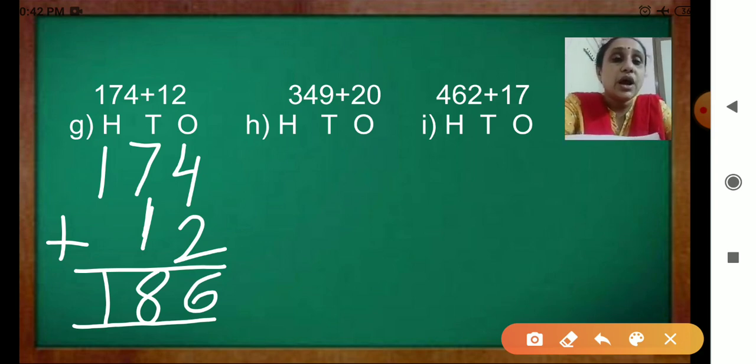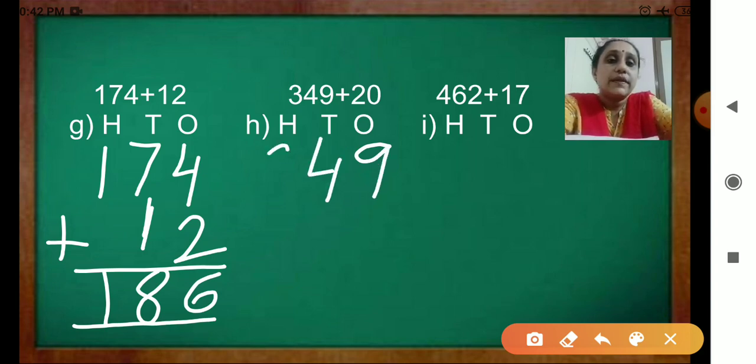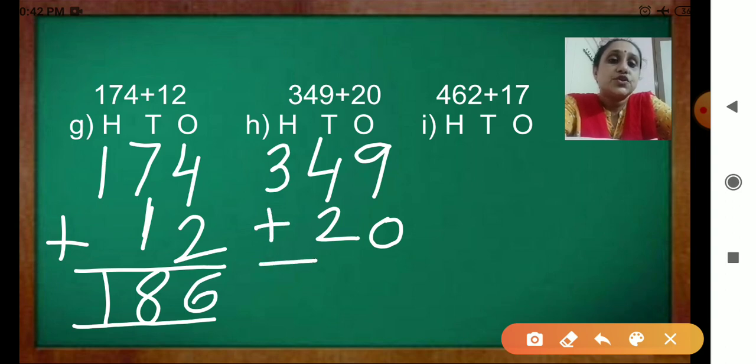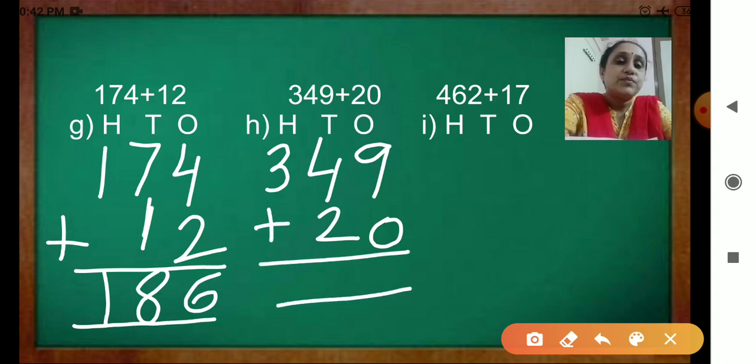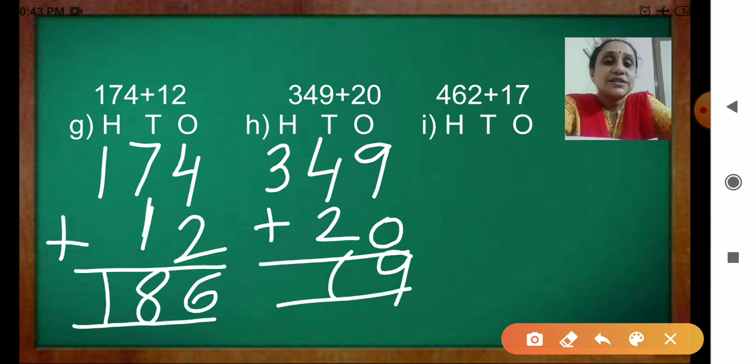The next one, you try how you will write the numbers. Yes, 349. 9 in ones place, 4 and then 3 in hundreds place, plus 20. So 0 in ones place, 2, and don't forget to put the plus sign. So 9 plus 0, 9. 4 plus 2, count, 6, and 3 will come down.